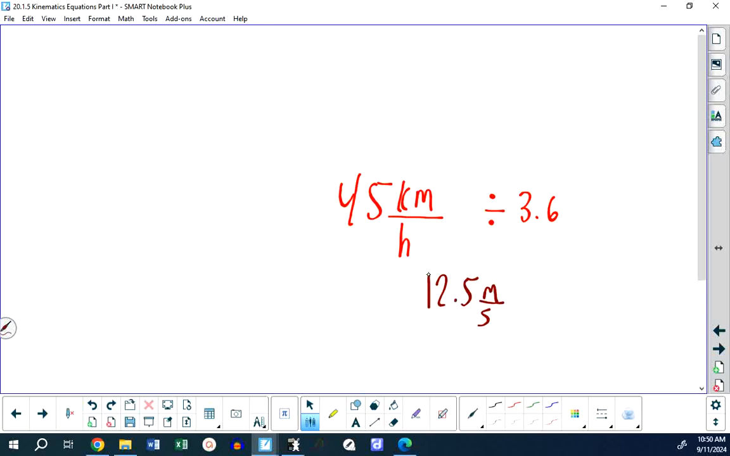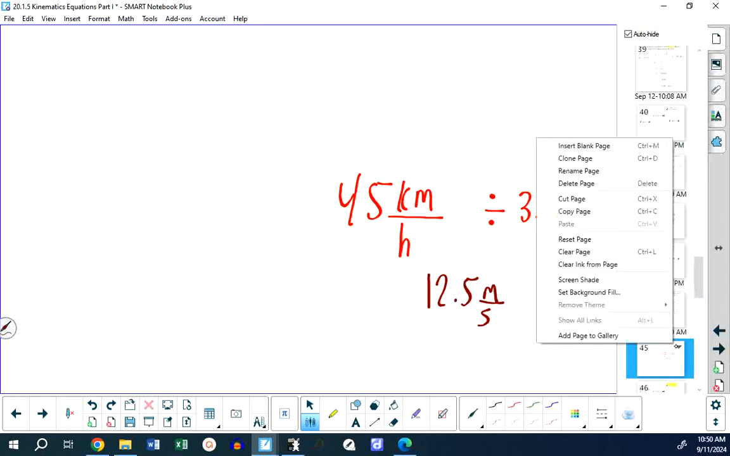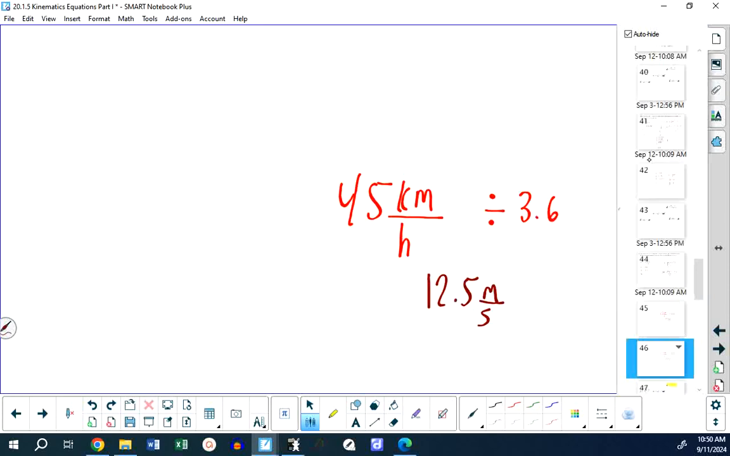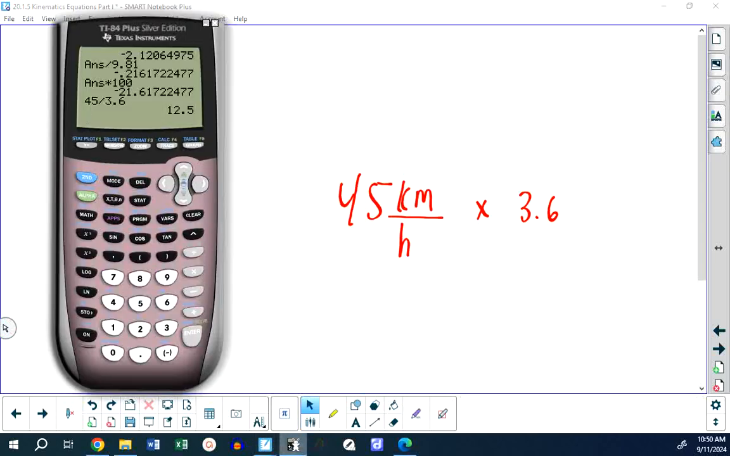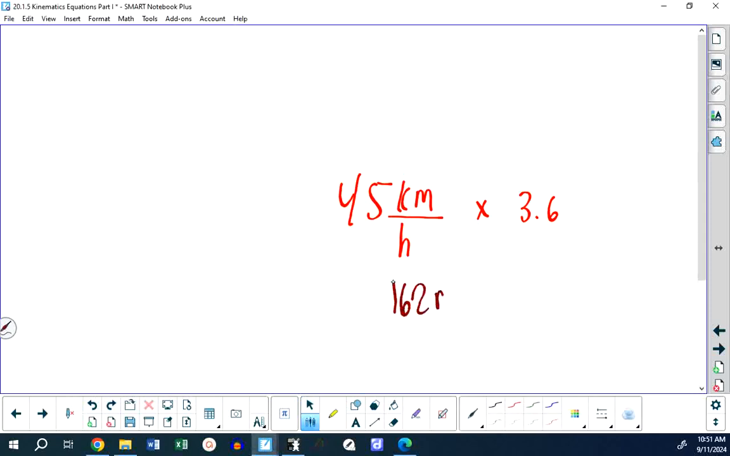Now what some people will do, and I get it, because there's a lot that we're going to have to remember, is they will say, well, I'm pretty sure it's times. I'm pretty sure it's times. And what do they get? Let's see. This is wrong. Okay. You're getting 162 meters per second.